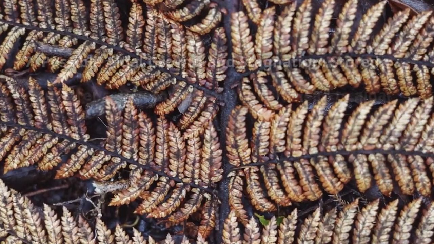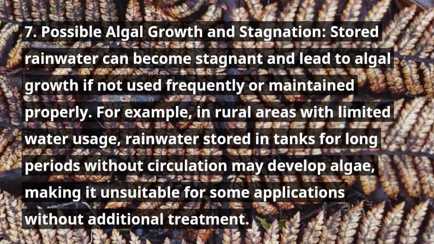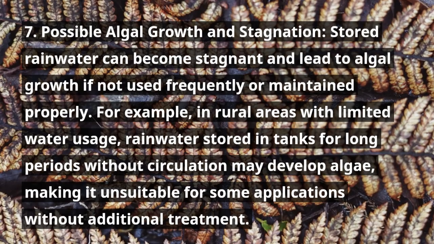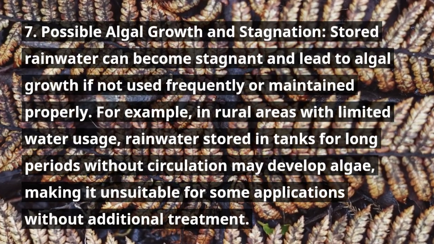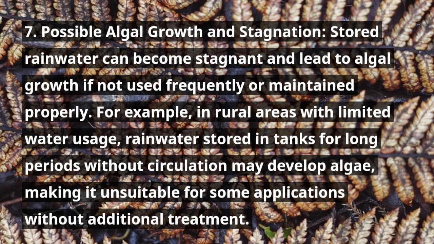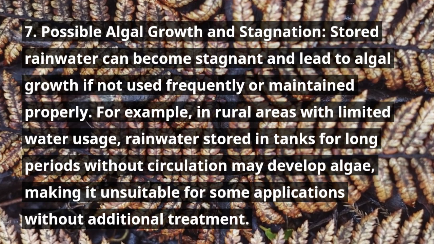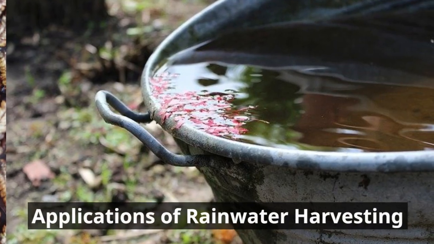7. Possible algal growth and stagnation. Stored rainwater can become stagnant and lead to algal growth if not used frequently or maintained properly. For example, in rural areas with limited water usage, rainwater stored in tanks for long periods without circulation may develop algae, making it unsuitable for some applications without additional treatment.